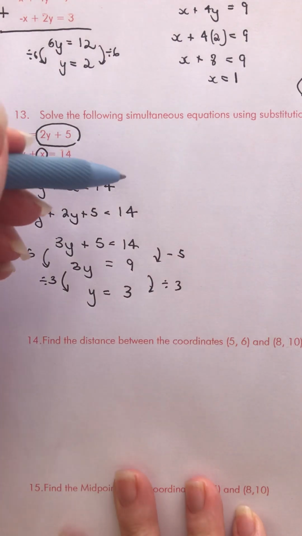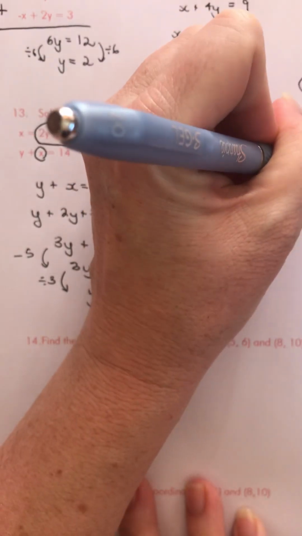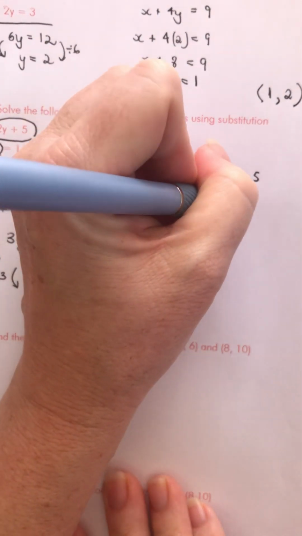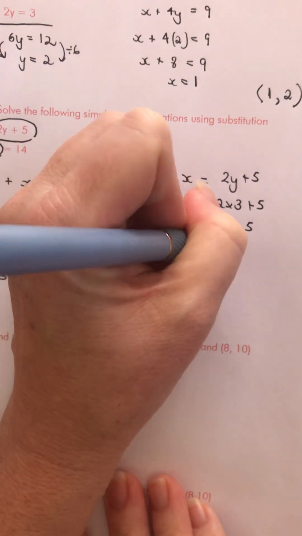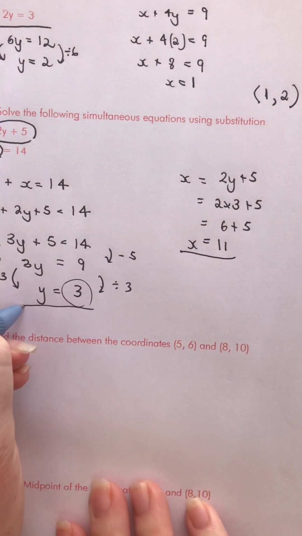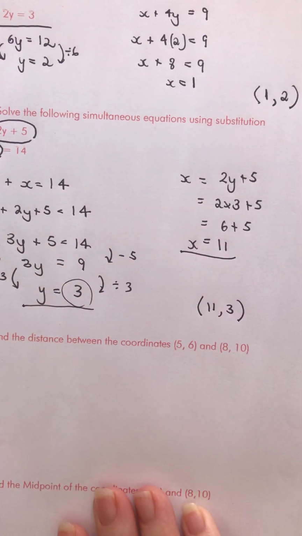Then we have to bring that back and say, well, we knew that x was equal to 2y plus 5. So that means we can now solve for x knowing that y is equal to 3. So we can do 2 times 3 plus 5. So that's 6 plus 5 is 11. So our x is equal to 11 and our y is equal to 3. So we can write that as a coordinate (11, 3).